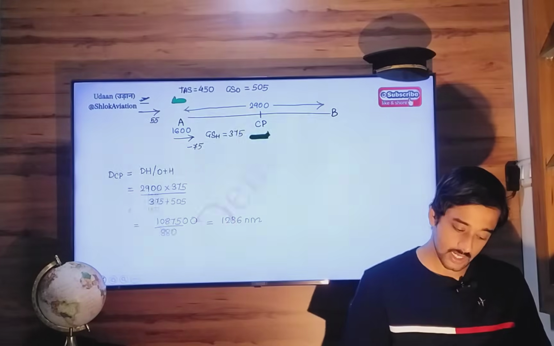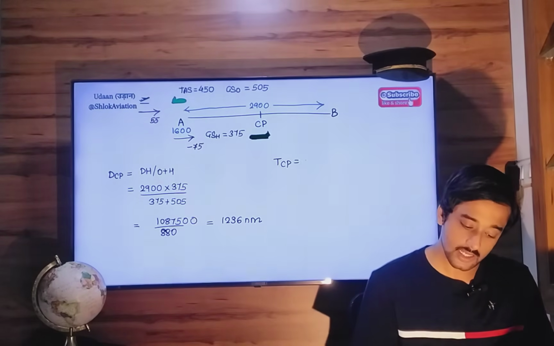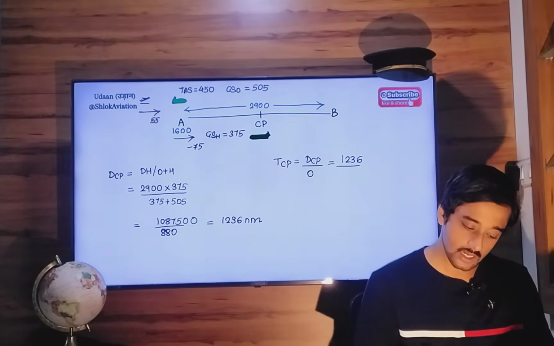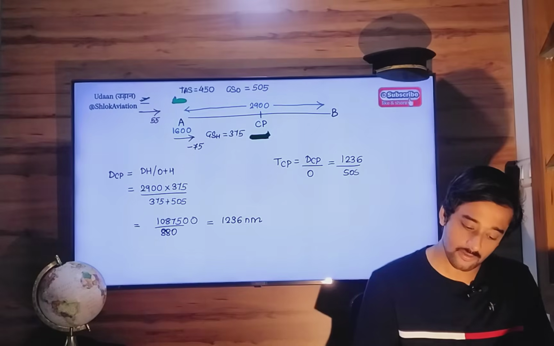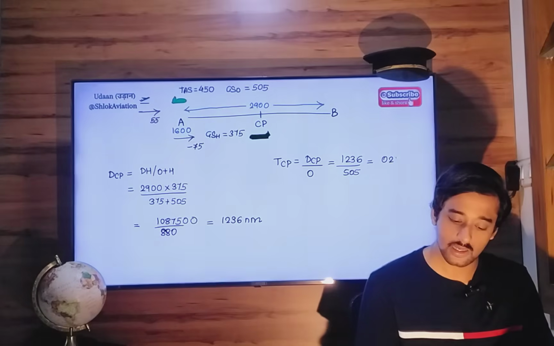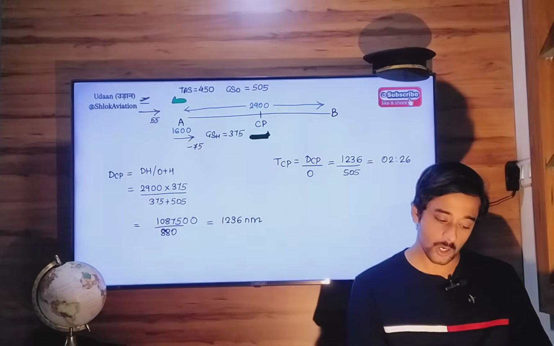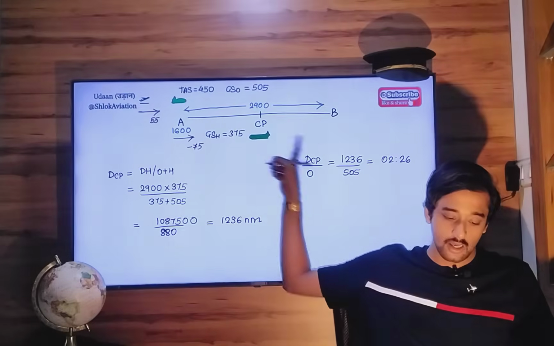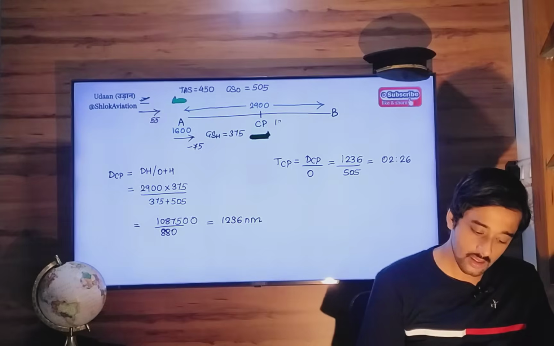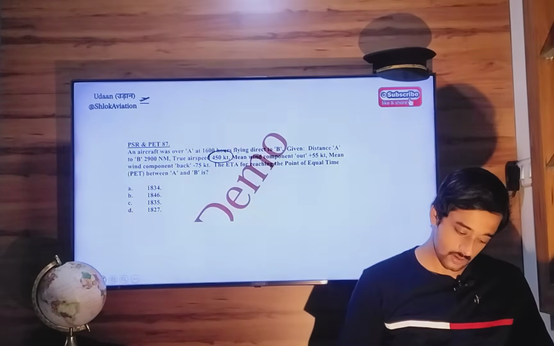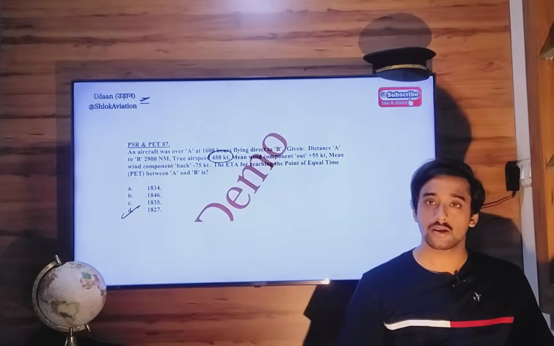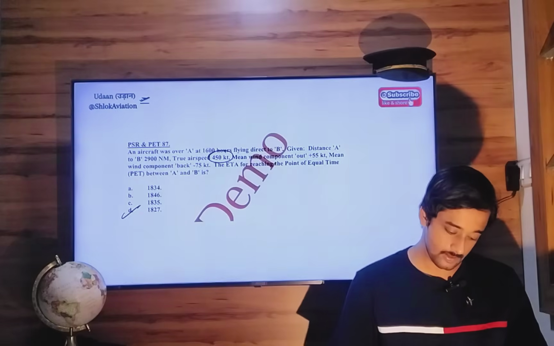Okay. What is the time to the critical point? It is distance to critical point divided by outbound speed. So 1236 divided by 505, 2 hours 26 minutes. So the arrival time at point of equal time will be 16 hours plus 2 hours 26 minutes. That is 18 hours 26 minutes. Okay. So 18 hours 26 is Delta. 18 hours 27 is the closest option.